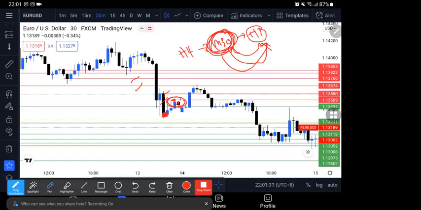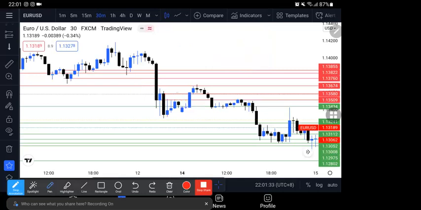So what happened? The price moved to the next key level, which is this one. And this one also doesn't create any breakout. So it goes even higher.